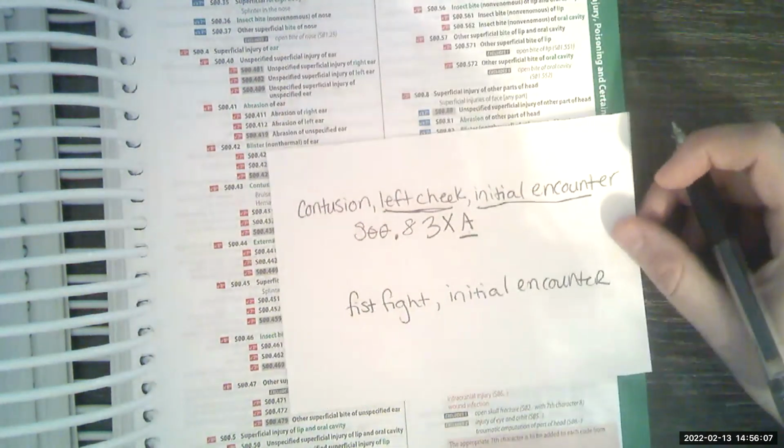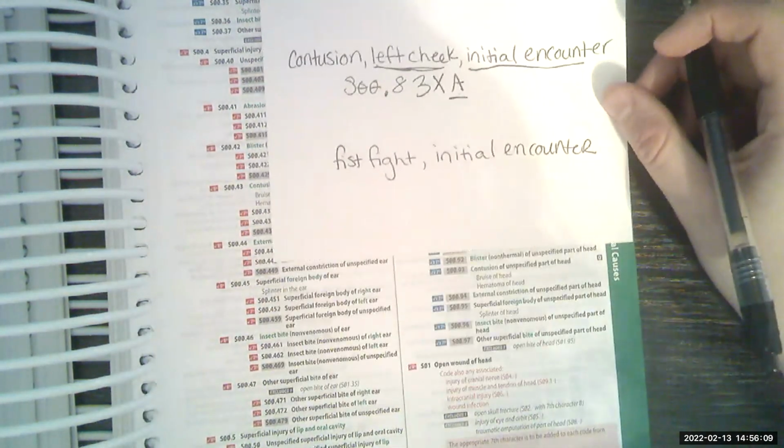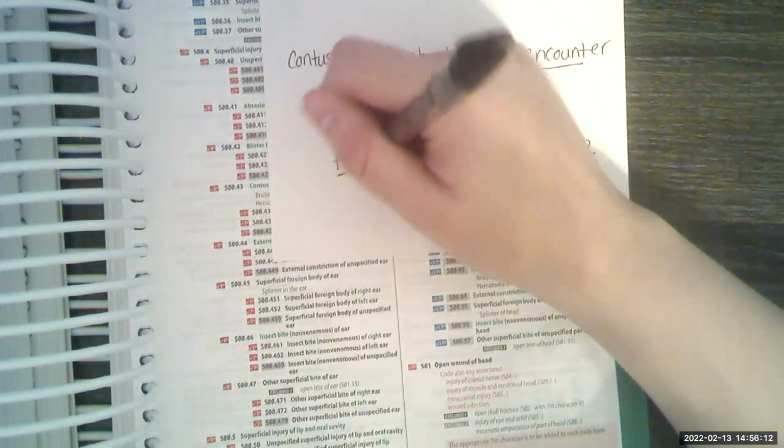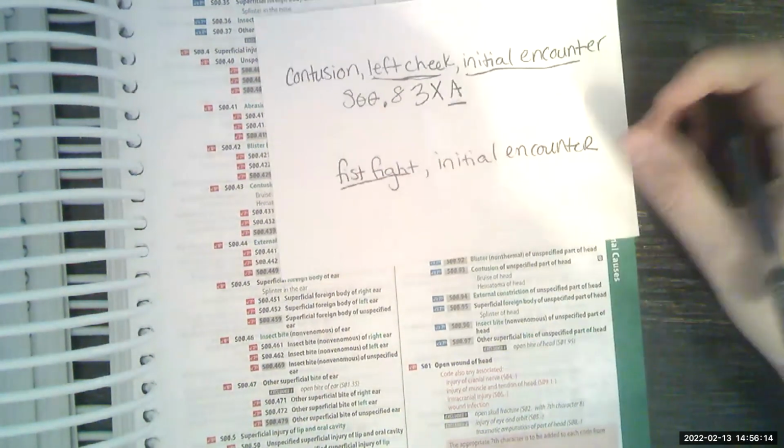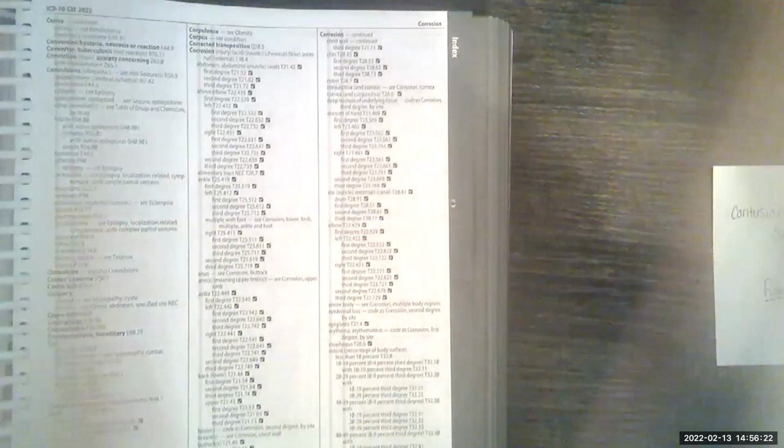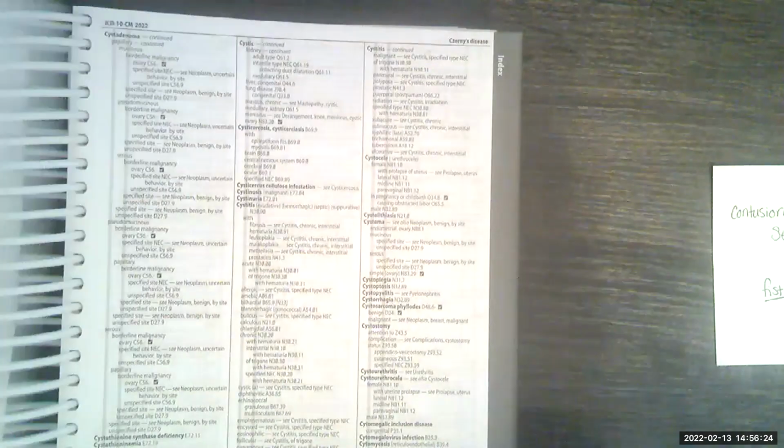Okay, so our second diagnosis, if you will, is going to be our external cause code here. So we are looking for fist fight. All right, now I'm going to tell you right now, because I've done this quite a few times, that fist fight is not going to be listed. I mean, I think it's listed in the alpha, but it's going to send you to assault. So the more that you deal with fights, if you see that code very often, you're going to just remember it's going to send you to assault.